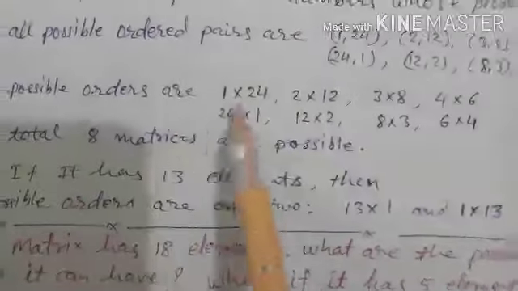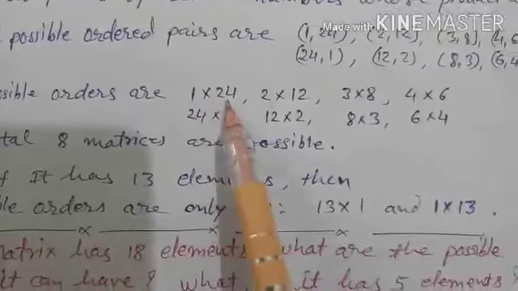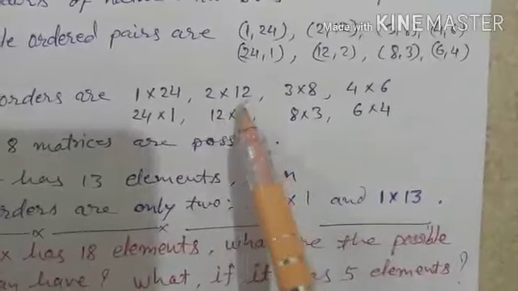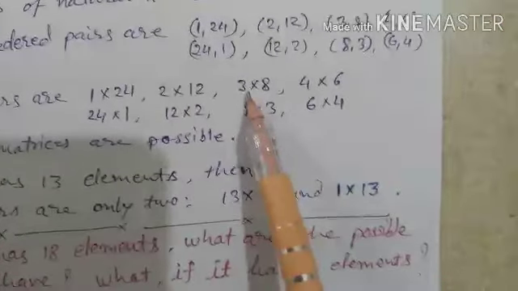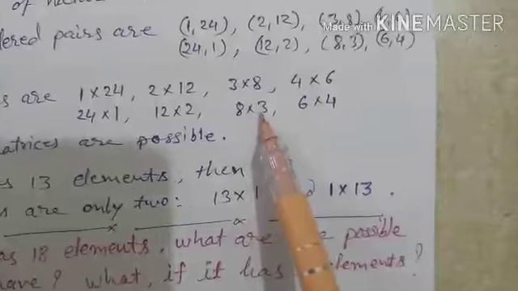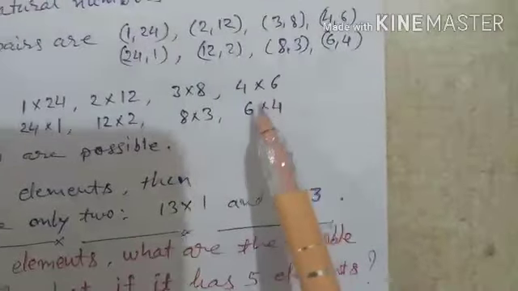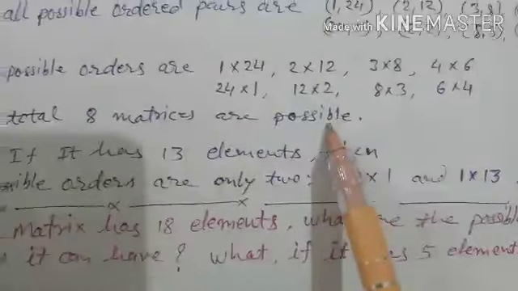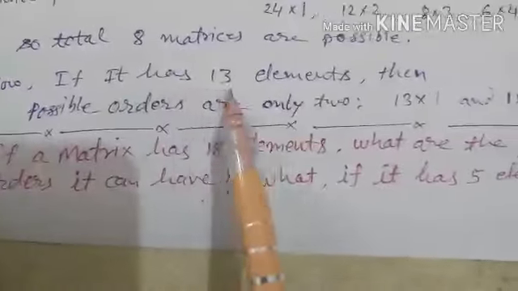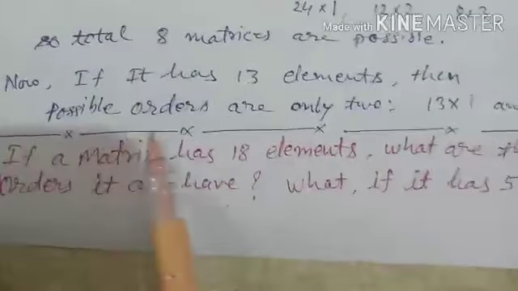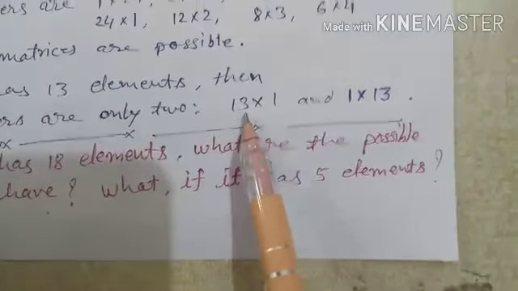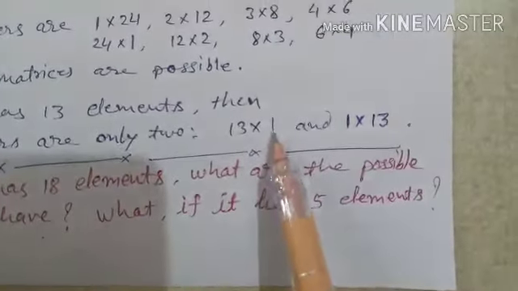So possible orders are 1 by 24 or 24 by 1. Second is 2 by 12 or 12 by 2. Next is 3 by 8 or 8 by 3. Next 4 by 6 or 6 by 4. So total 8 matrices are possible. Now if it has 13 elements, then possible orders are only 2, that is 13 by 1 or 1 by 13.